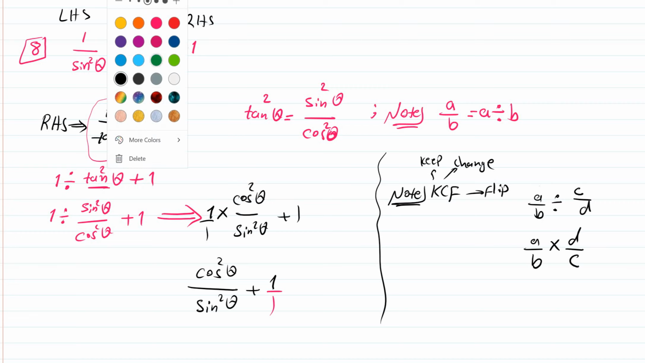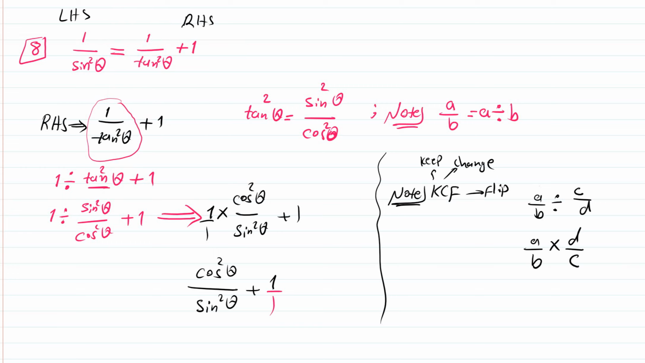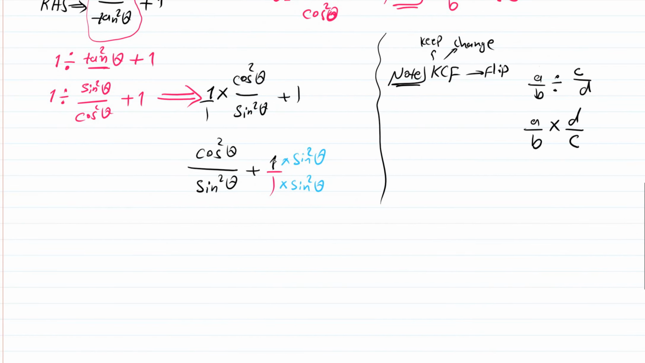So let's take another color to write. You need to multiply this fraction by sine square of theta, numerator and denominator. Okay? So let's see what we will get. We will get this fraction cosine square of theta all over sine square of theta plus sine square of theta all over sine square of theta, students.